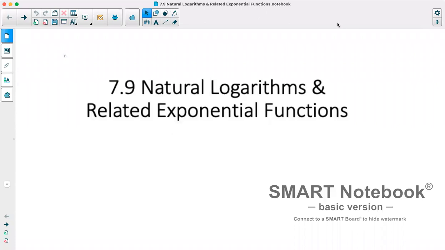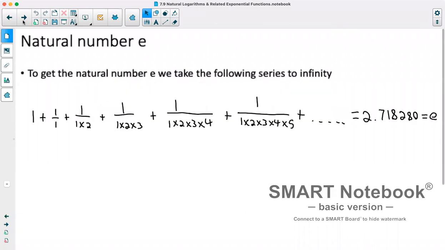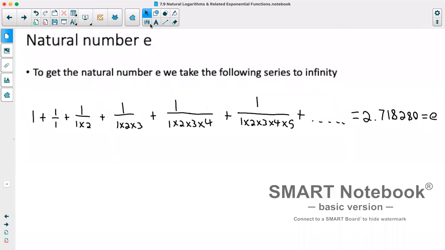Hi, today we're looking at section 7.9, which is natural logarithms and related exponential functions. So natural logarithms use what's known as our natural number, which is Euler's number, which is represented by this e.